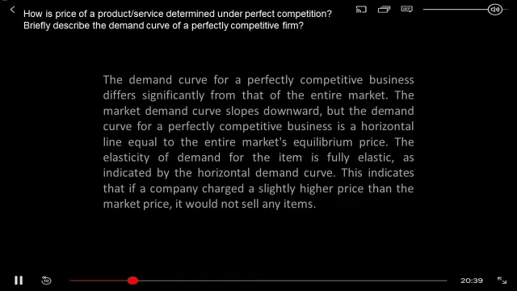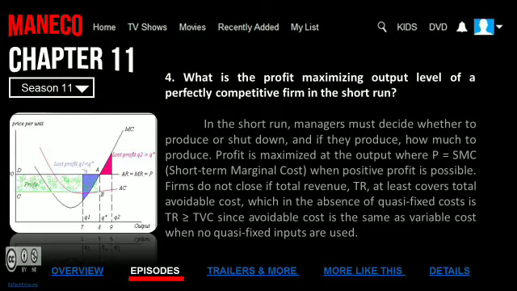The market demand curve slopes downward, but the demand curve for a perfectly competitive business is a horizontal line equal to the entire market's equilibrium price. So the elasticity of demand for the item is fully elastic, as indicated by the horizontal demand curve. This indicates that if a company charges a slightly higher price than the market price, it will not sell any items.